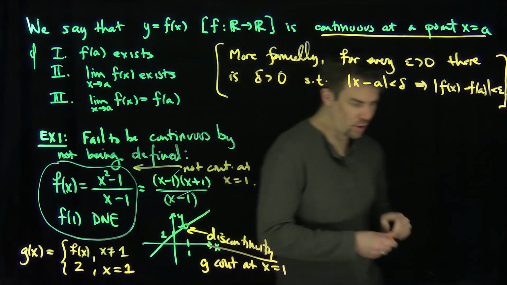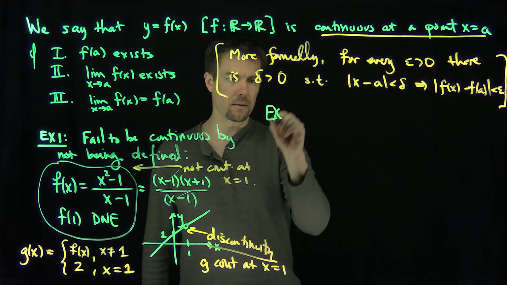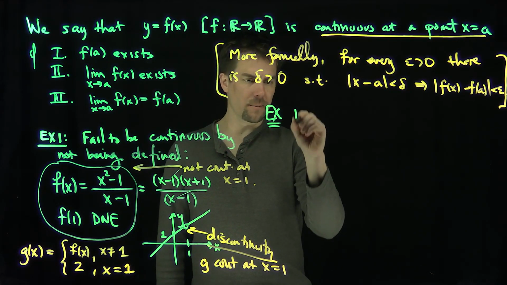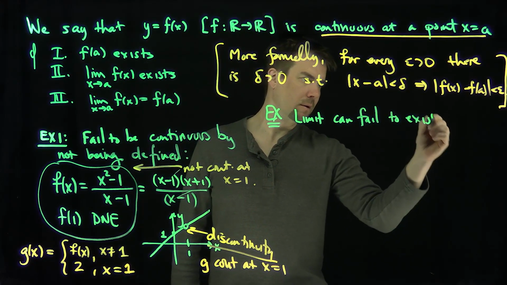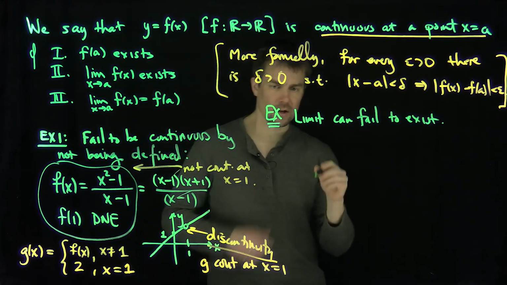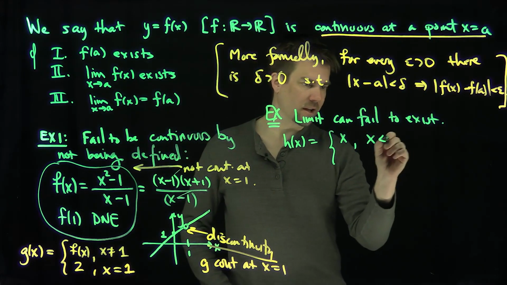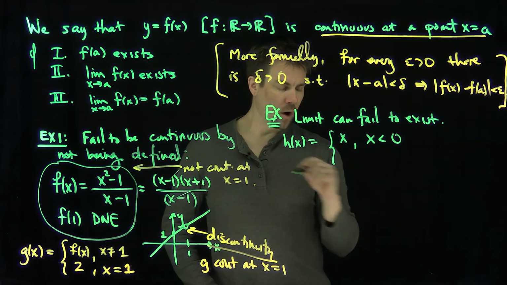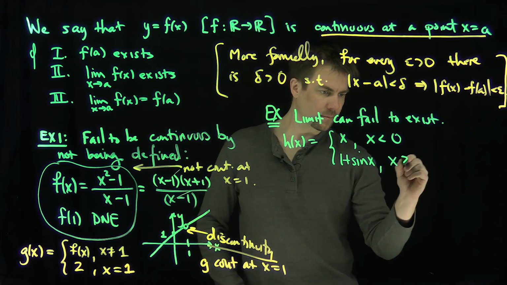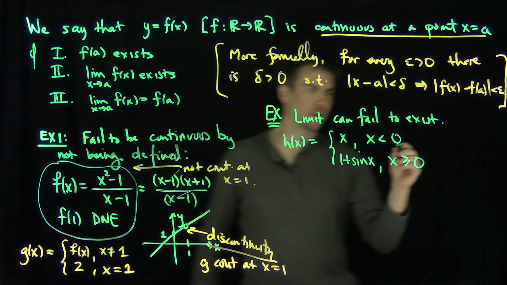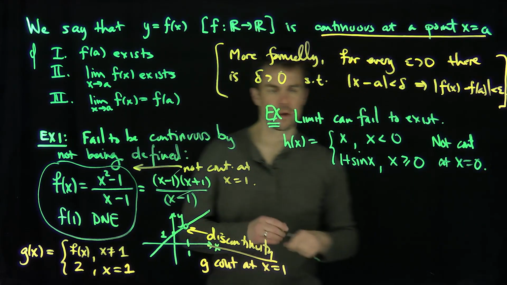Okay? You can also have the limit failing to exist. That's the other way by which these functions cannot be continuous. For example, the limit can fail to exist. Okay? And what's an example of this? Let me define a function h of x to be equal to x if x is less than 0, and it's going to be 1 plus sine of x if x is bigger than 0. Now this function is not continuous at x equals 0. And let's prove that.